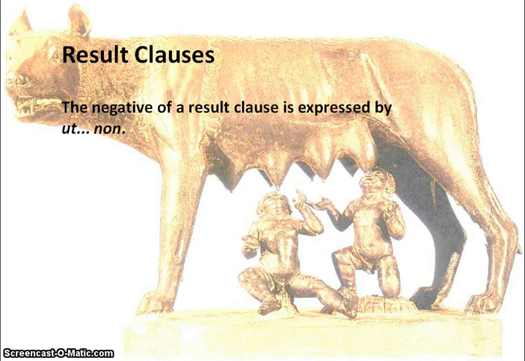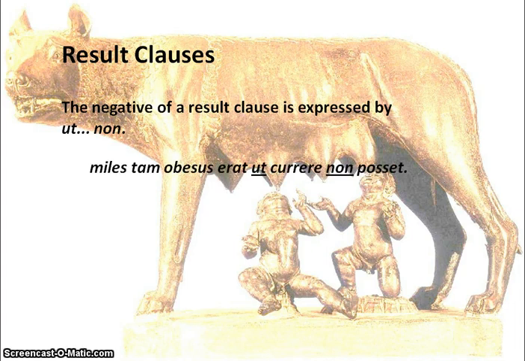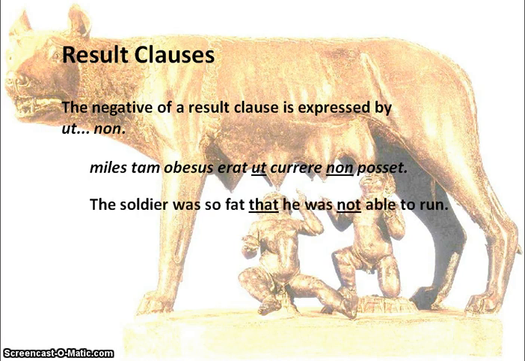Now there is a negative of a result clause, and it's expressed by ut non, which is also different to purpose clauses and indirect commands, the negative of which use ne. So here we still have our ut, but it's followed by non. So miles tam obesus erat ut currere non posset. So the soldier was so fat that he was not able to run. So we still have our signpost word tam here, followed by ut, and then followed by non with our imperfect subjunctive.